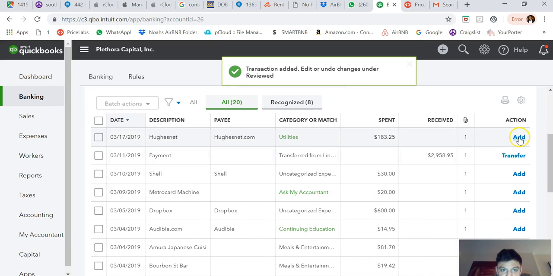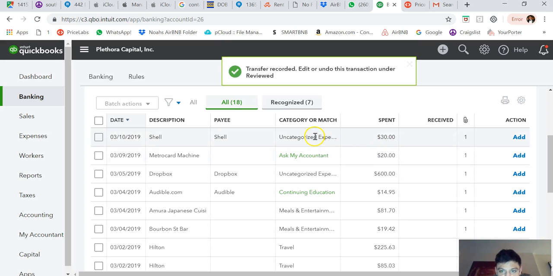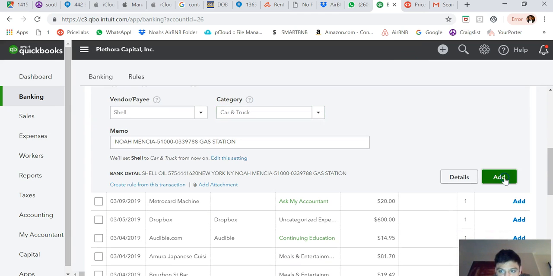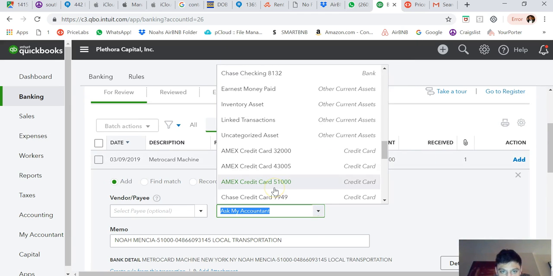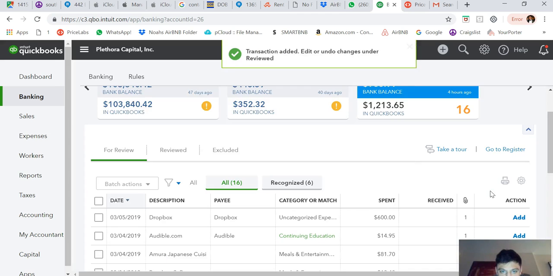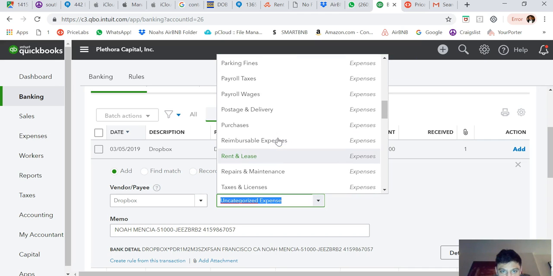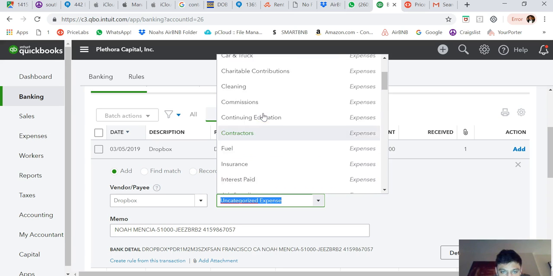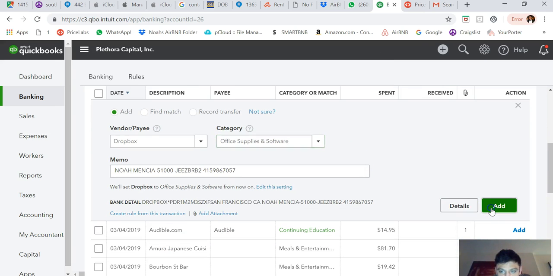That's what we're doing here. HughesNet is also utilities. This is a payment. We're going to transfer. Shell is uncategorized car and truck. It's gas. Virtual card machine is going to be travel. Dropbox is going to be business services of some sort. It's business software.